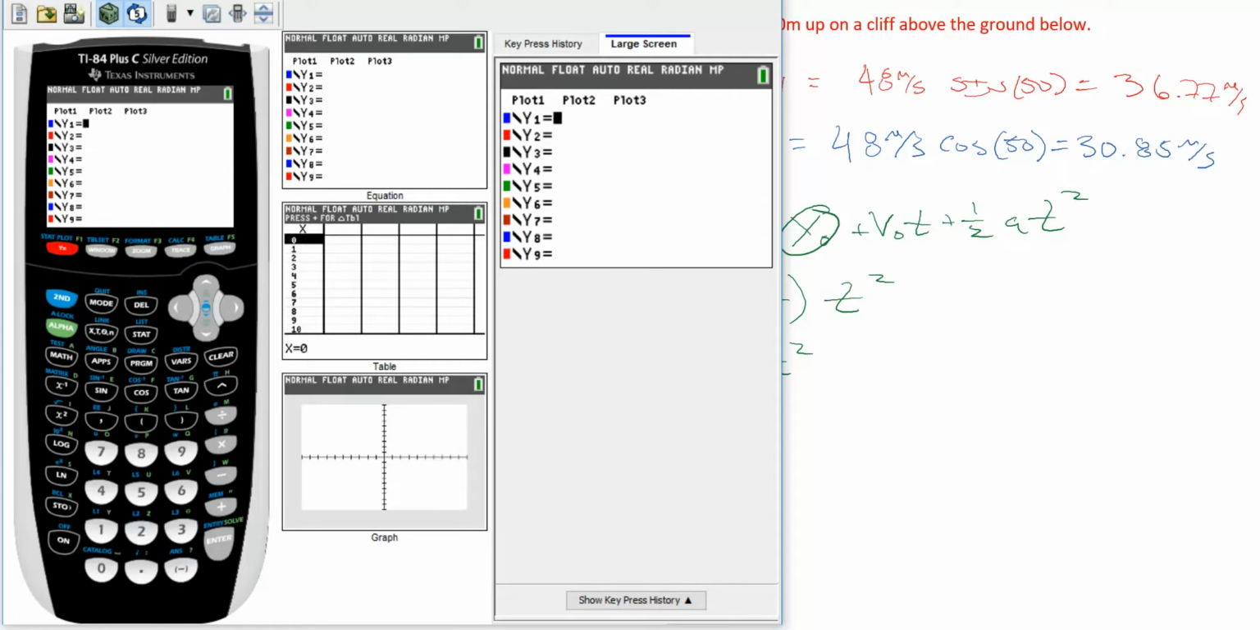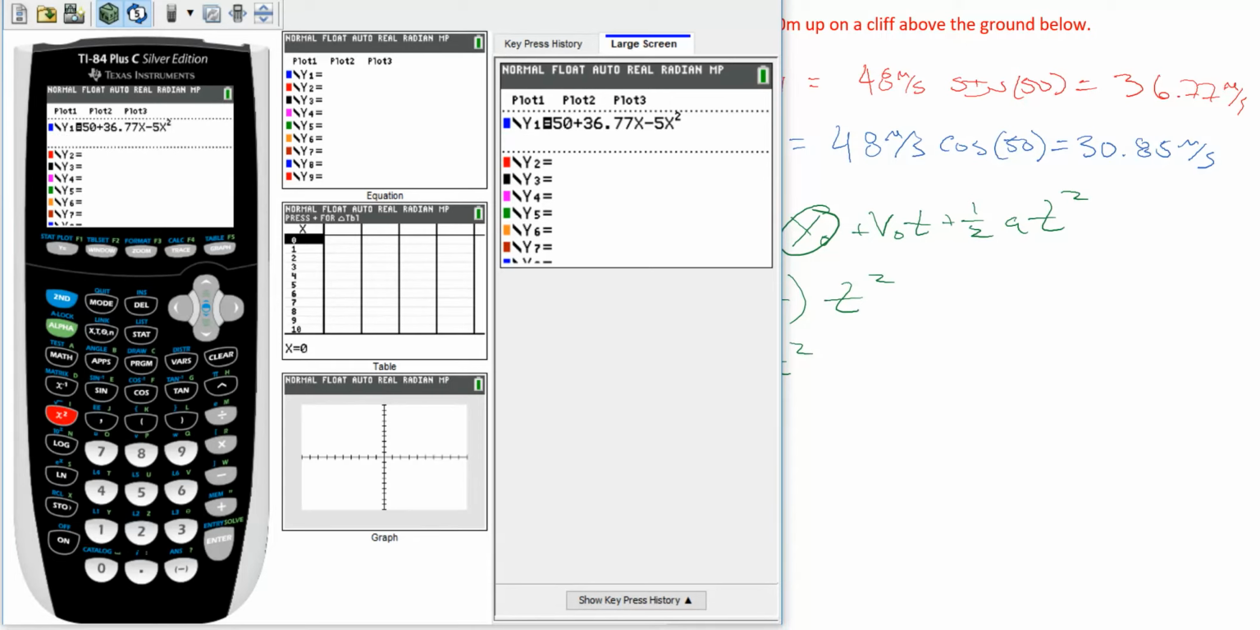You go over here and you set it up as an equation for y. So what we want to do for y is plug in the equation just as we saw it. So 0 is equal to 50 plus 36.77, and here we just put in x for our variable even though it's t. The calculator doesn't care. And then minus 5x squared. Alright, so we put in our equation correctly, and now what we want to do is graph that equation.